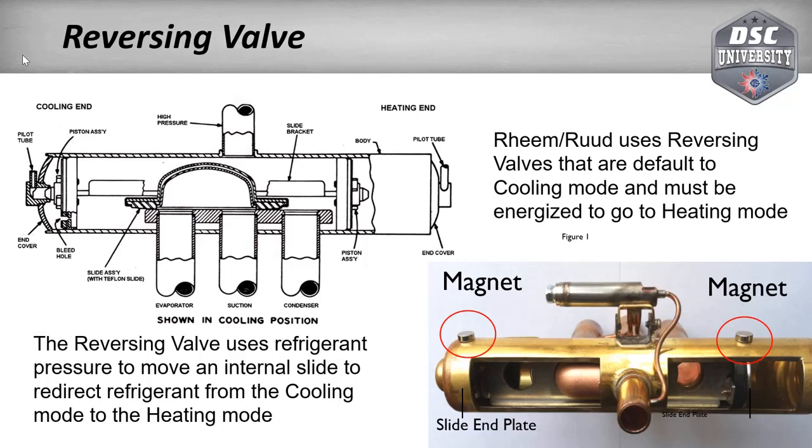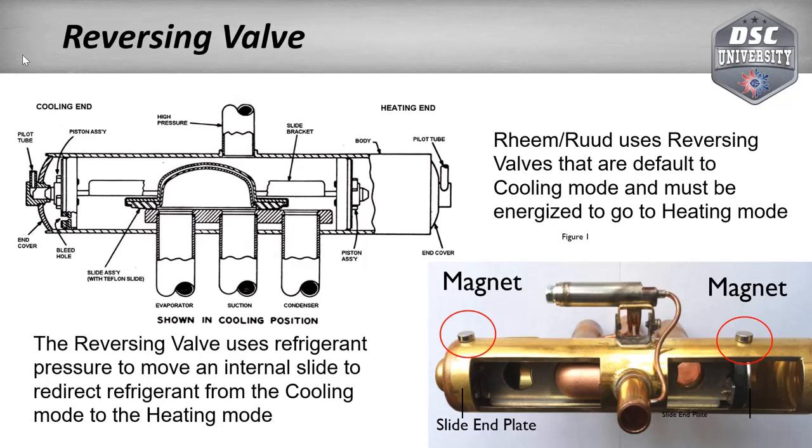This is an actual reversing valve down here that I cut apart, and I can use it because the body is brass and the end plates on the slide are steel. I have these little magnets. They're really strong magnets, and I can put them on the reversing valve, and by the position of those magnets I can see where that valve is inside of the body. Because obviously this is cutaway, so I wouldn't be able to see this normally.